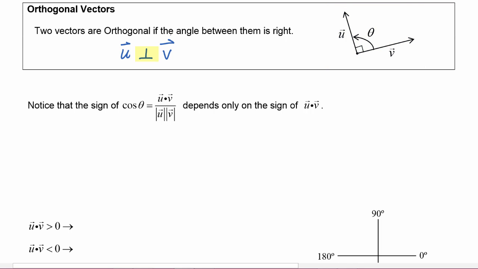And notice that this is just like the perpendicular symbol you used in your plane geometry class. So you may use this symbol for the word orthogonal.